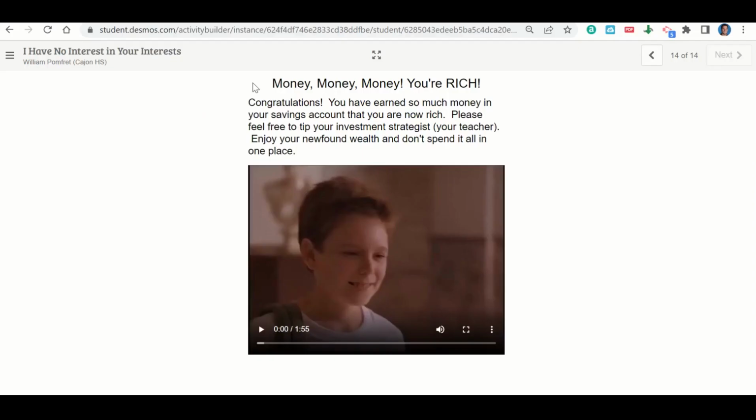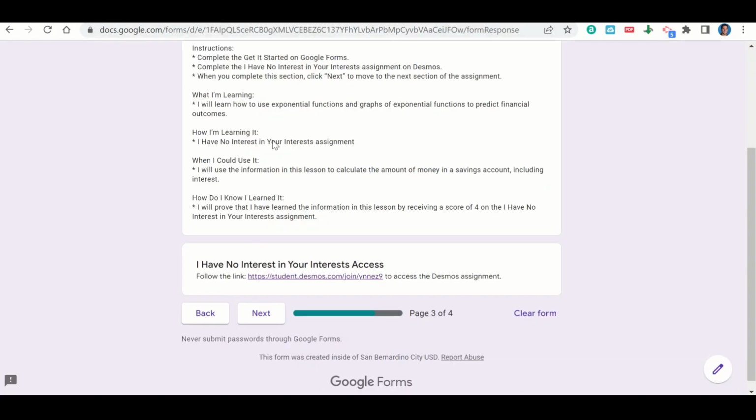Now, once you've gotten to here and you've watched the video, we can go ahead and go back to our Google form, click Next. This will take us to our Before You Go. Fill out your Before You Go, and then submit your work on Google Classroom.